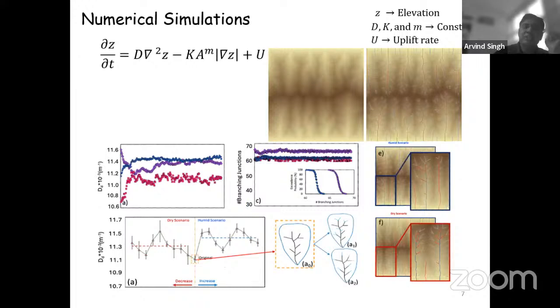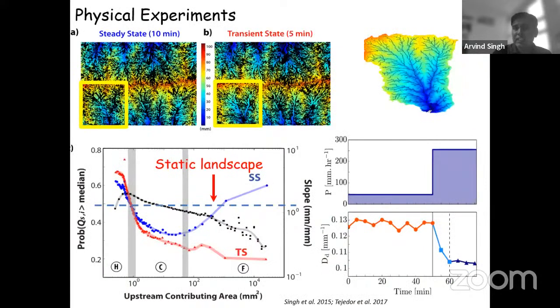A similar observation of increasing or decreasing drainage density has been made in physical experiments as well as numerical simulations. In this particular numerical simulation, with increasing D and K, which mimic an increase in precipitation, or with decreasing D and K, which mimic a decrease in precipitation, we can see variable patterns of drainage density. Similarly, from physical experiments, what we have observed is that with an increase in precipitation, the drainage density decreases.